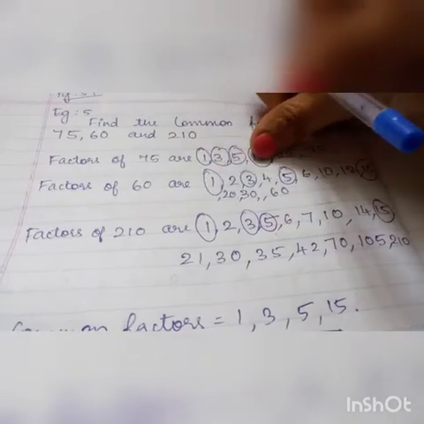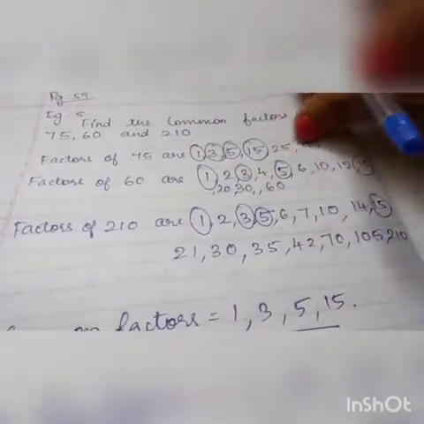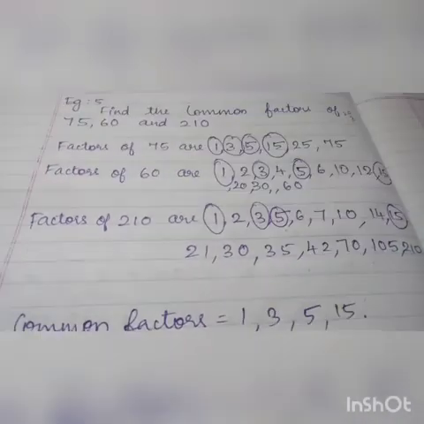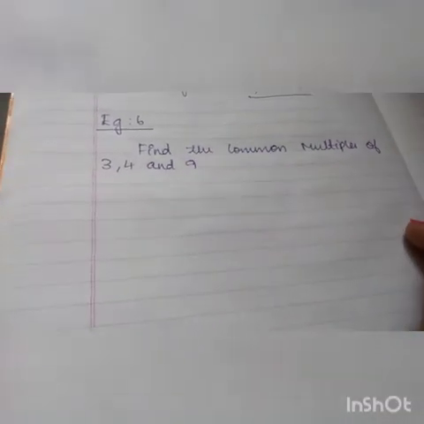Okay, listen children, by the first, second, the small tables and all you can write it yourself. By using the small table you can find the backside ones also. Understood? Next is your example number 6. Find the common multiple of 3, 4, 9. See, multiple means what? It is infinite.